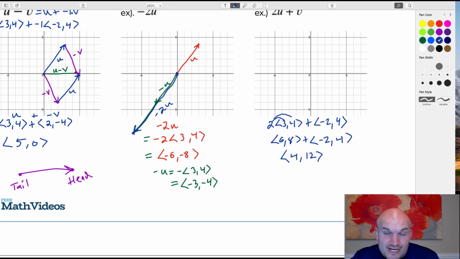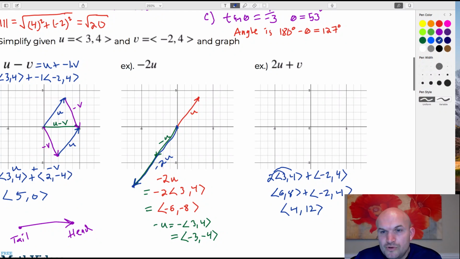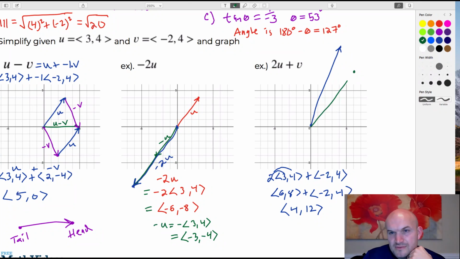So first, I kind of know what my resultant vector is, right? It's 1, 2, 3, 4, and then up 12, which is going to be really, really big, way up there. All right, so let's go ahead and graph our two vectors here. Let's do 6, 8. So 6, 7, 8. This isn't the best one. So that is my 2u.